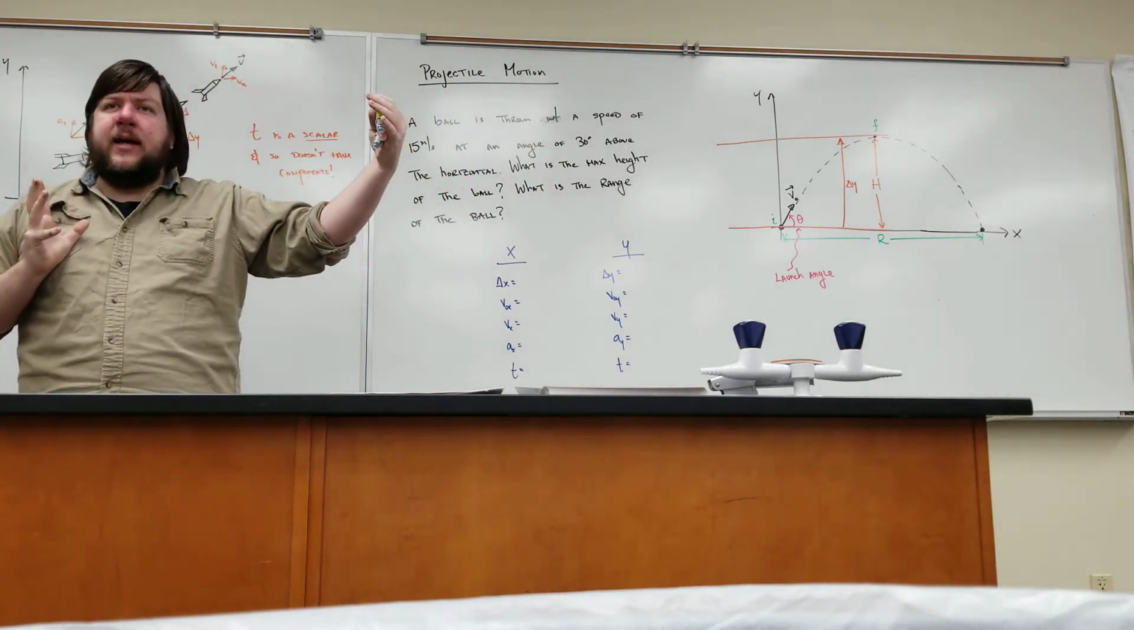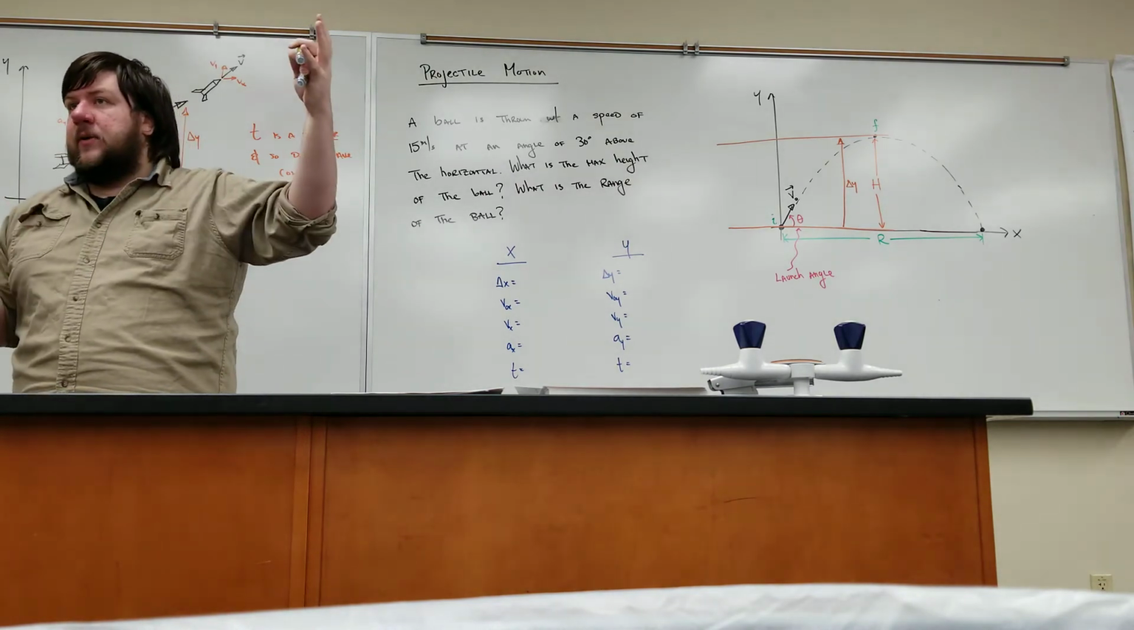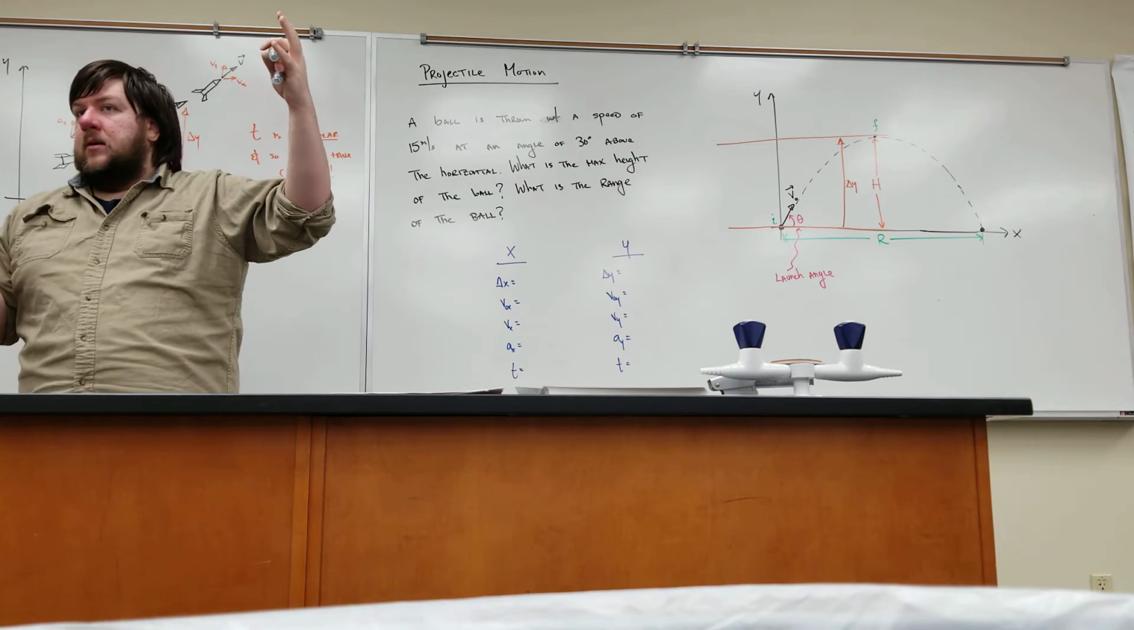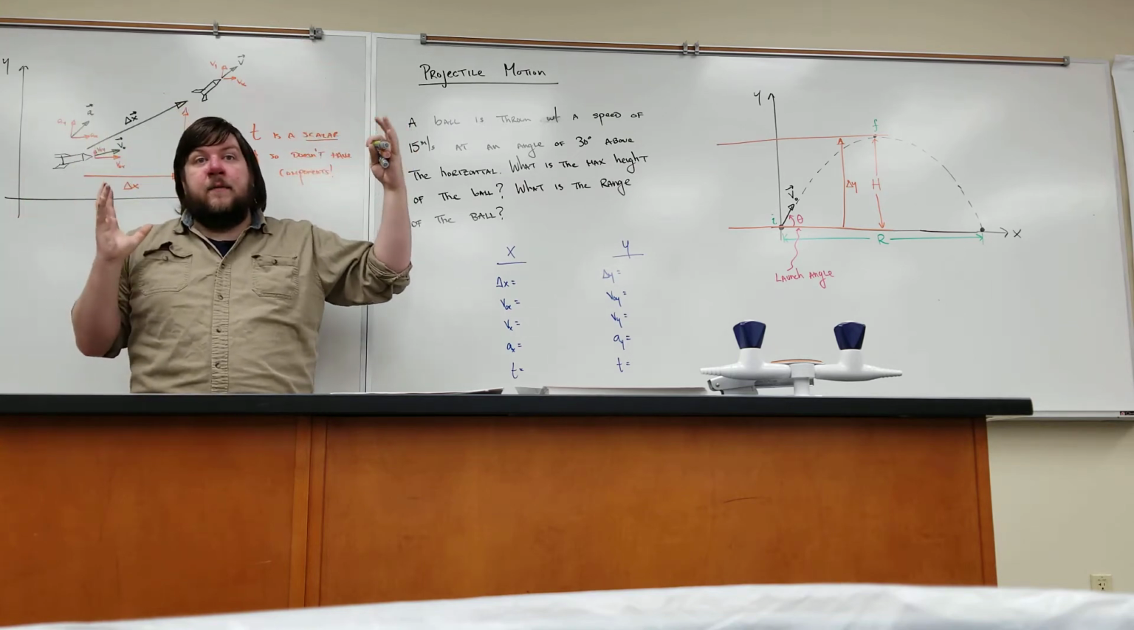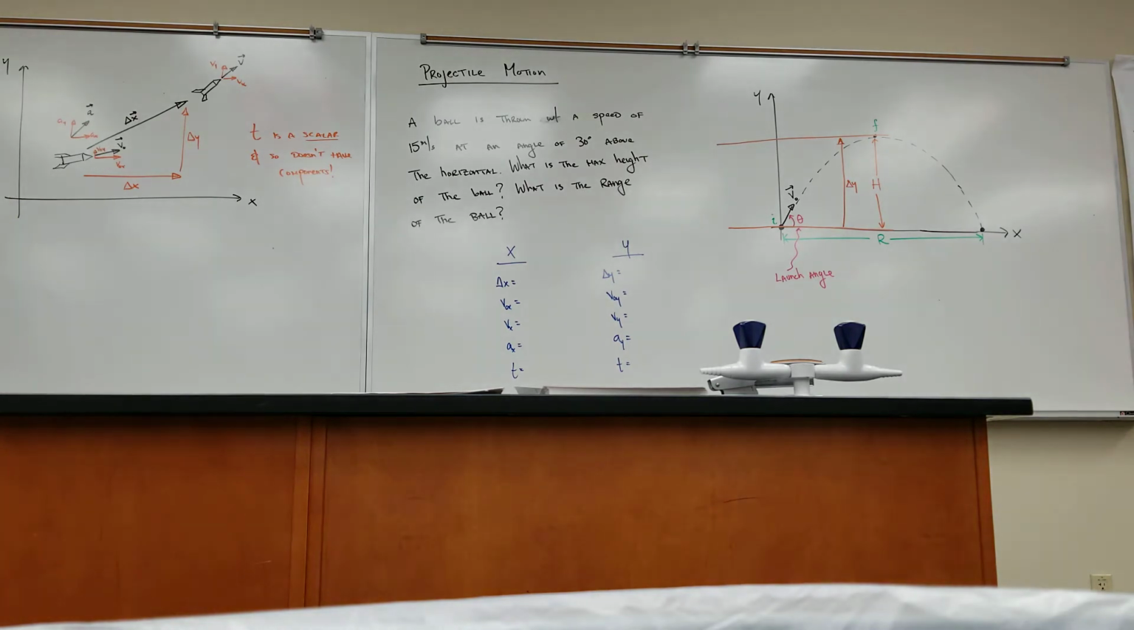When a cannonball is being fired, the gas is expanding. Does anyone here know the ideal gas law? What happens to the pressure of a gas as its volume increases? The pressure decreases as the volume increases. That pressure is providing the acceleration of the cannonball. So as that pressure drops, the acceleration should also drop.